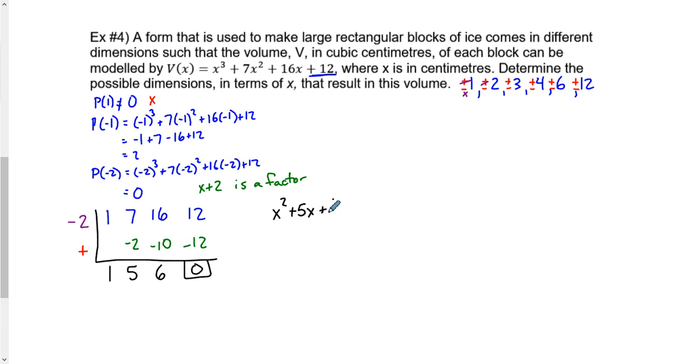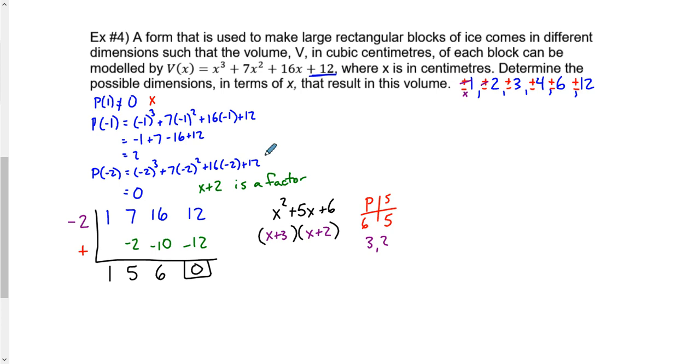5x, add 6. We can factor quadratics. Product and sum, product of 6, sum of 5. That's 3 and 2. So x plus 3, x plus 2.